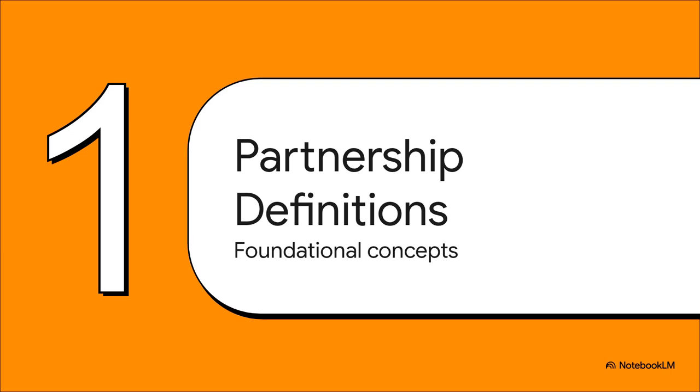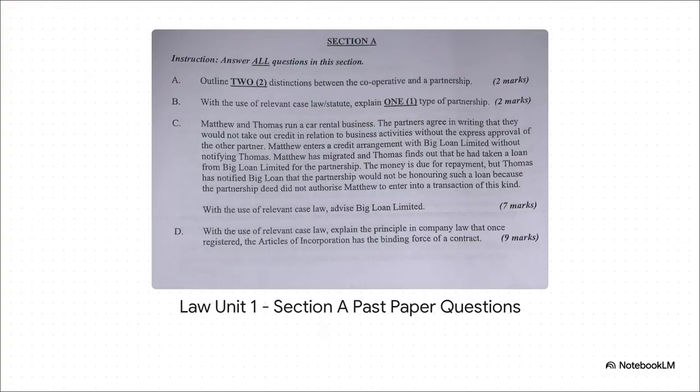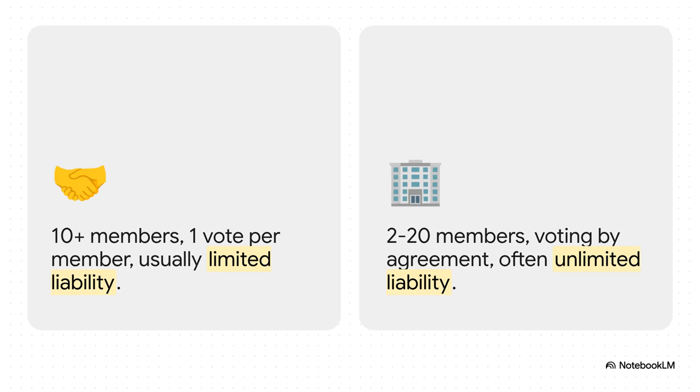Partnership definitions and types. Okay, pull up your past papers. We're looking at Section A. Here is the first prompt right off the page. Question A asks, outline 2 distinctions between a cooperative and a partnership for 2 marks. Let's lock those in. To secure those 2 marks, you just need the core structural differences.